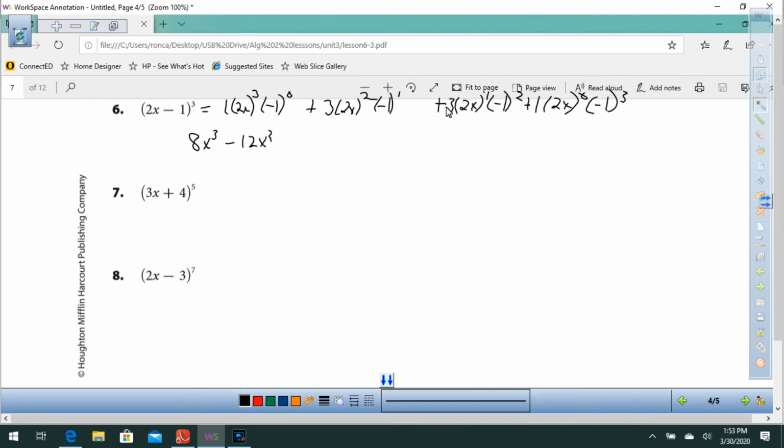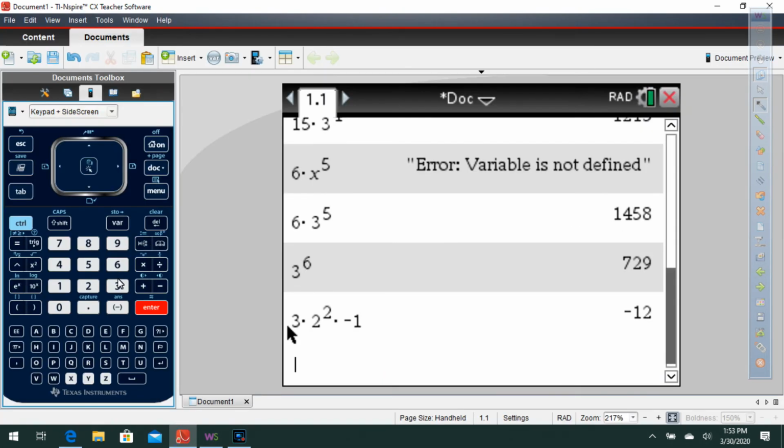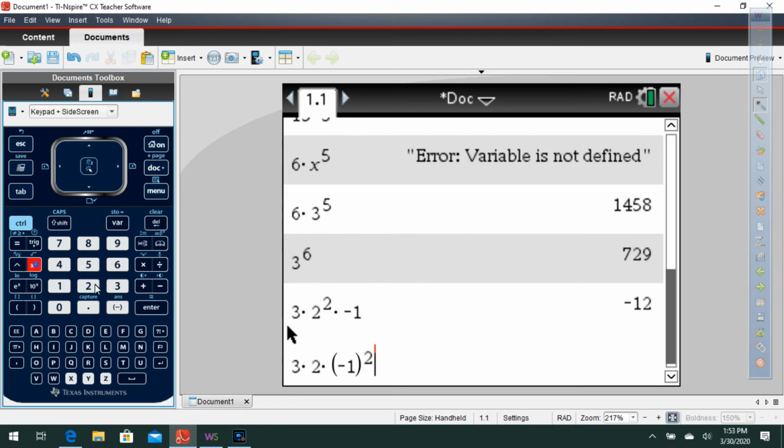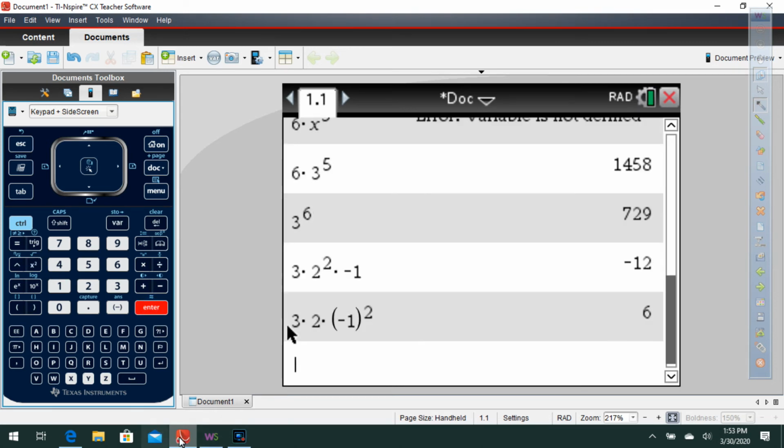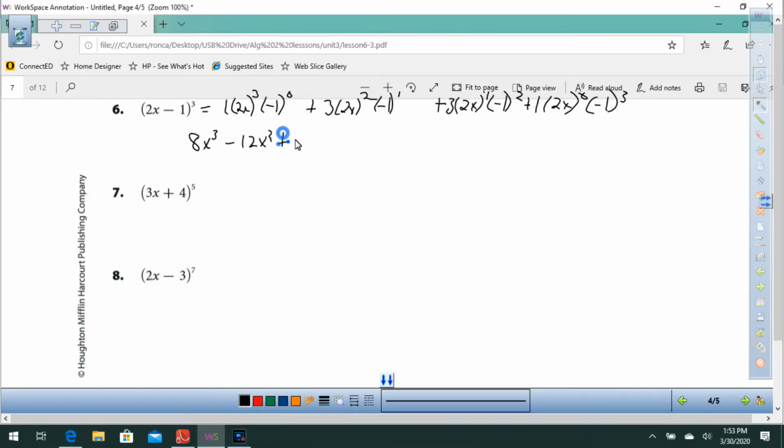We got the next one. We got 3 times 2 times negative 1 squared. That's just going to be 6, plus 6x. And then 1 and 2x to the 0 power is 1. So we're just going to have minus 1. Okay. See, that wasn't near as bad as we thought it was going to be.